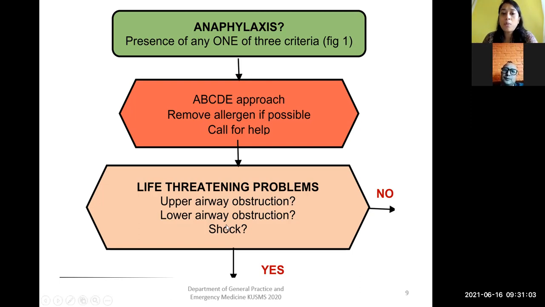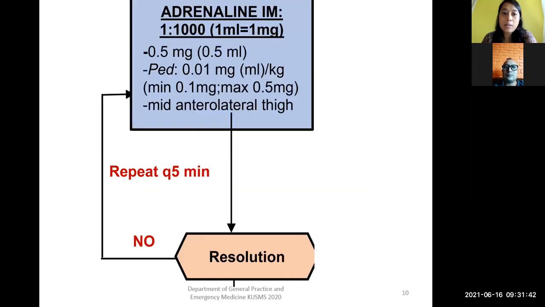So what are the life-threatening problems that a patient may have? The most fearful is upper airway obstruction, when the patient will have swelling of the upper airway and it will be impossible to maintain the airway. To intubate the patient will be very, very difficult. The other life-threatening problem is lower airway obstruction. There will be severe bronchospasm causing an oxygenation problem, and then the patient may present with shock. So these are the life-threatening problems that we should search for: upper airway obstruction, lower airway obstruction, and signs and symptoms of shock.